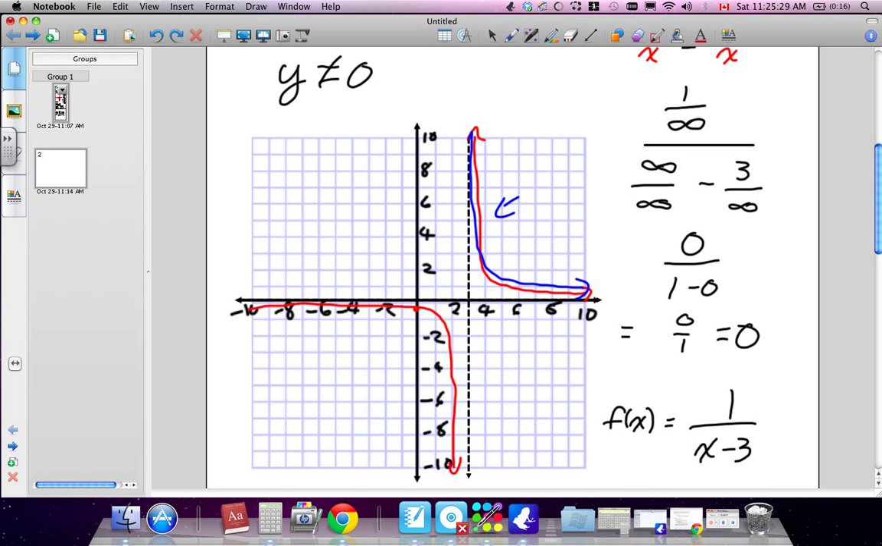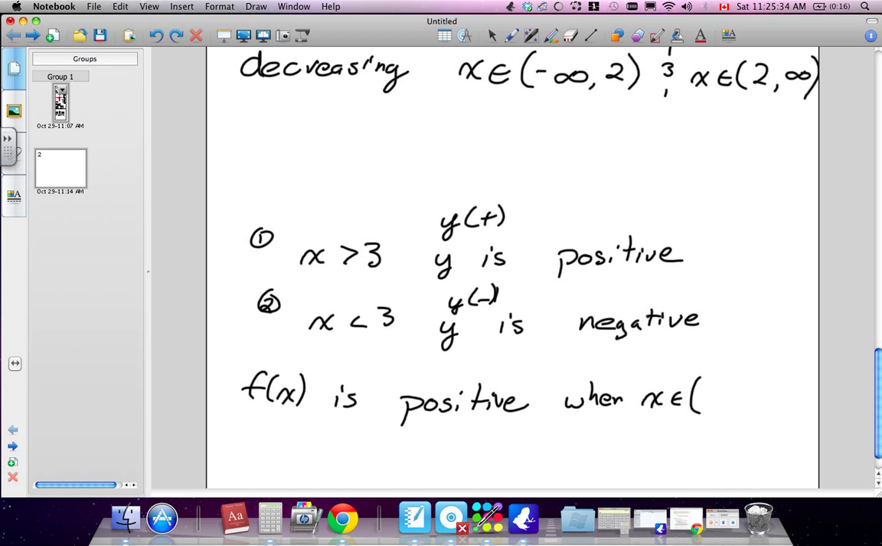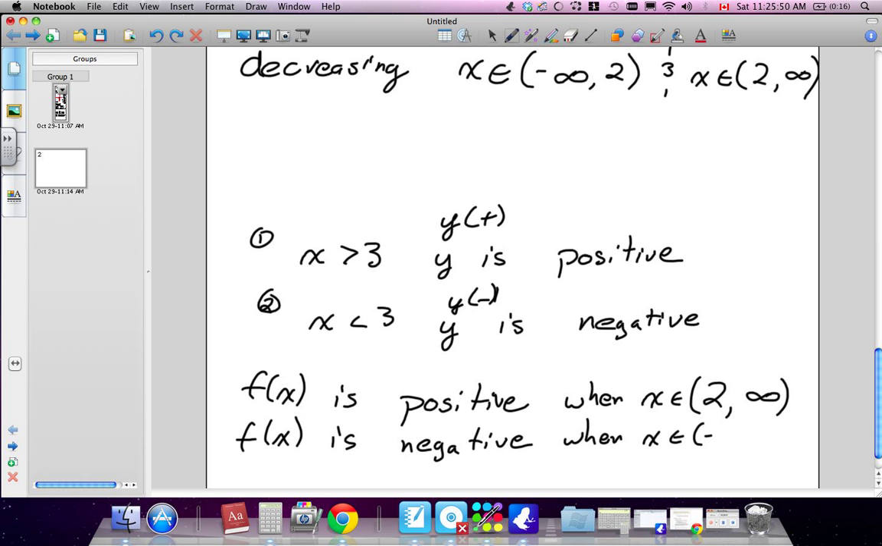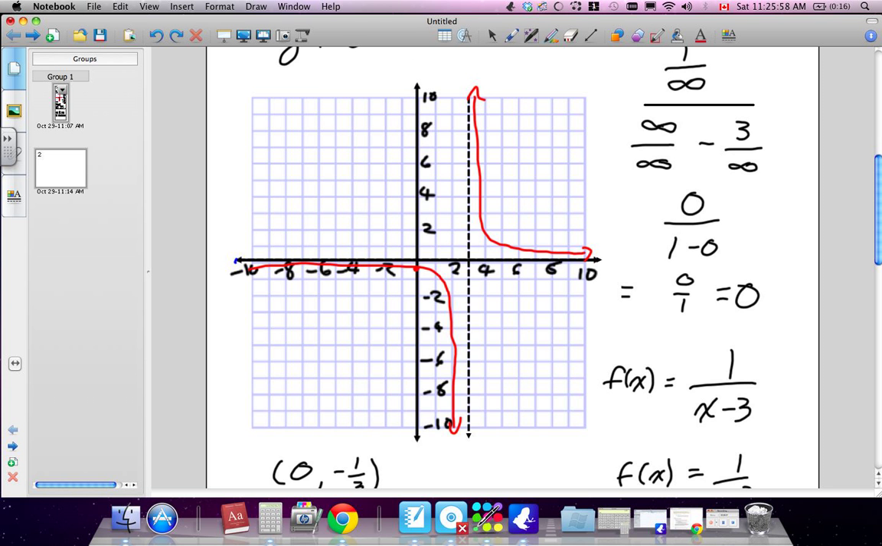Okay. So it's positive from 2 to infinity, and f at x is negative when x is negative infinity to 2. So in other words, when we're going along here, from negative infinity all the way to 2, f at x, or y, is a negative number. Does that make sense? Yep.